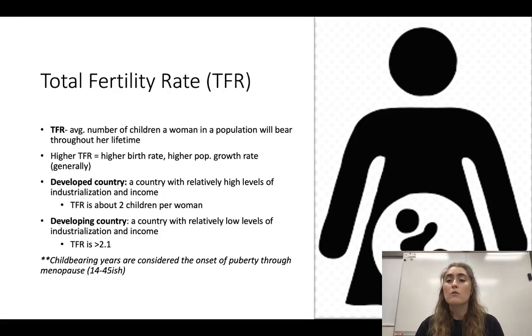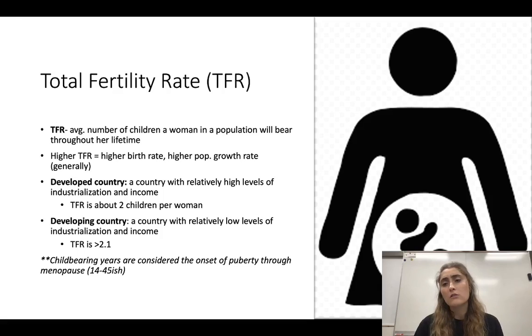Oftentimes, we just call this TFR. TFR is the average amount of offspring a woman within her childbearing years will have within her lifetime. We identified childbearing years as 14 to 45. This is basically the onset of puberty to the onset of menopause. So for this class, that's the age range that we'll accept.